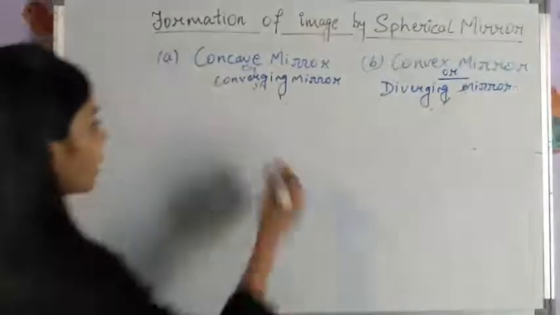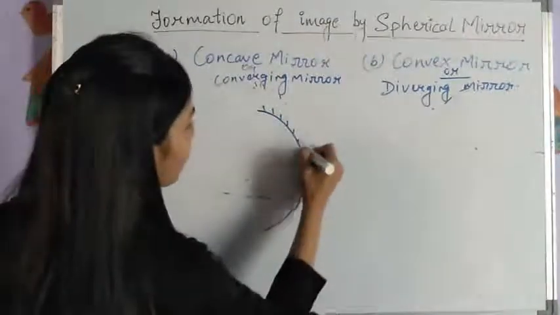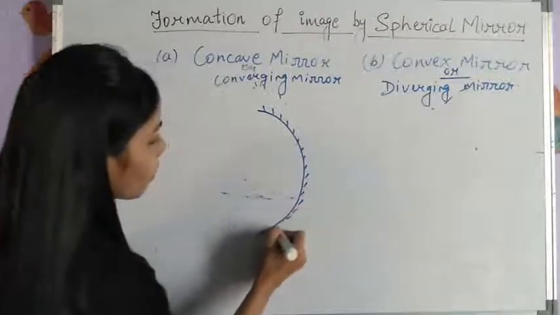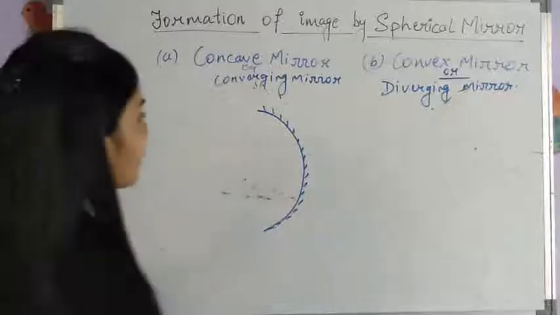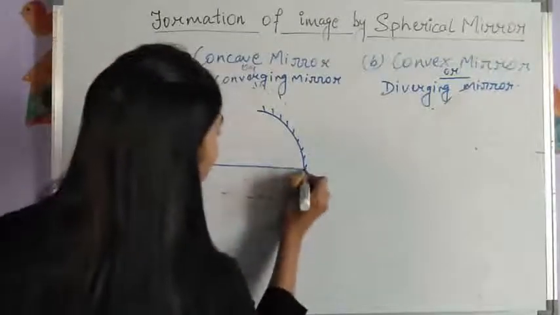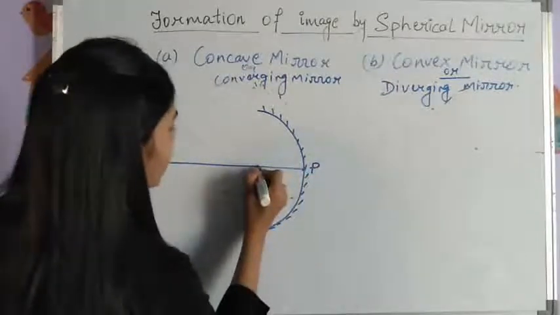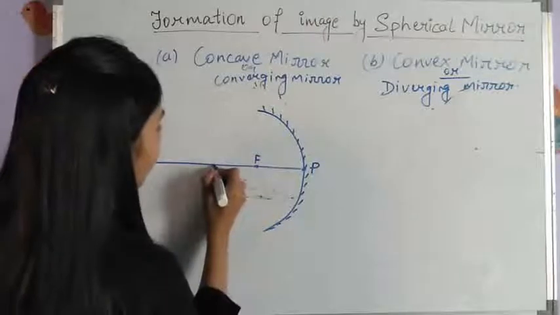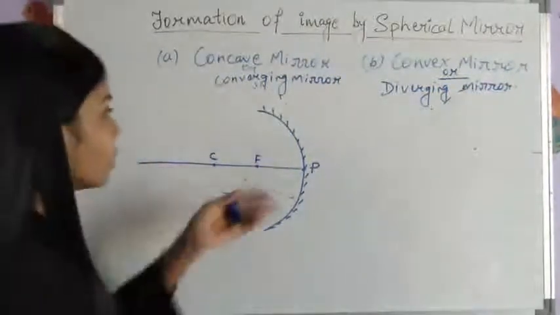So let us draw a concave mirror. So this is our concave mirror, this is our painted part or the non-reflecting part, and this is our reflecting part onto which the light ray will get incident, right? So let us draw the points also. This is our which point? Pole. This is our focus. This is our center of curvature, and this is the principal axis. I need not write here.